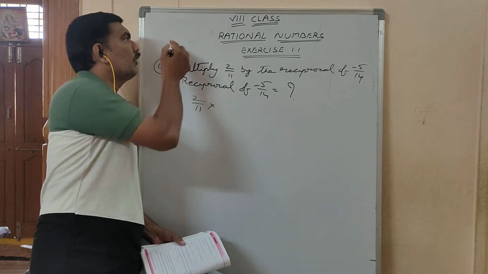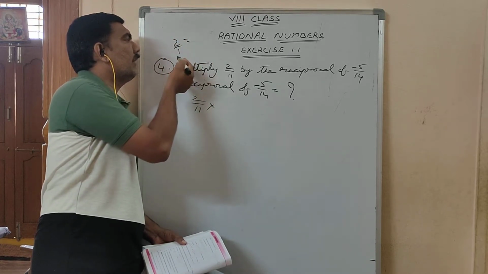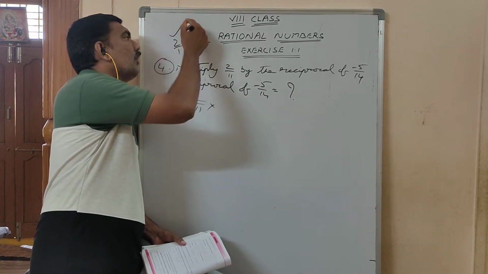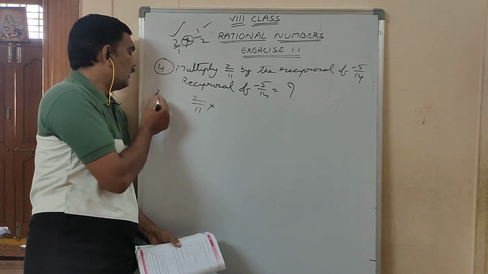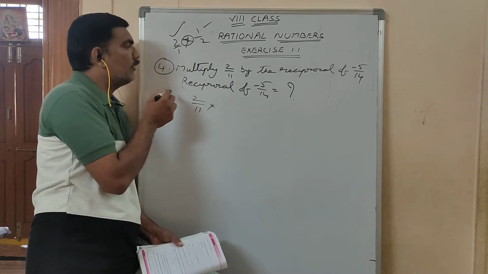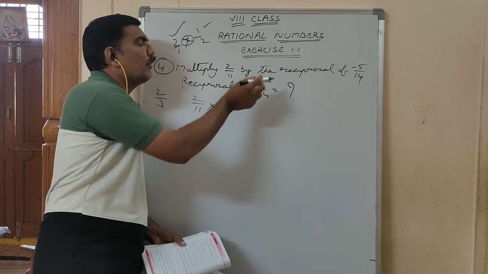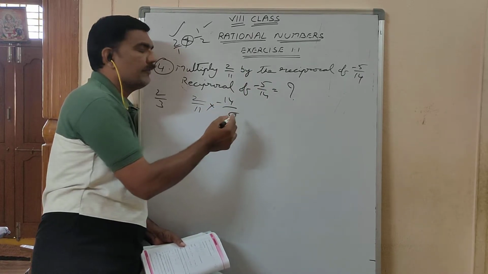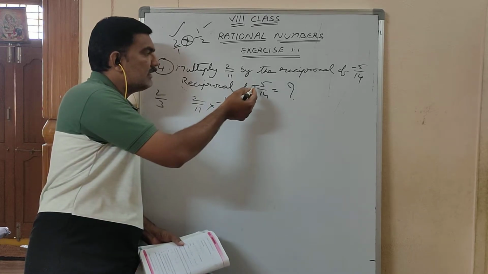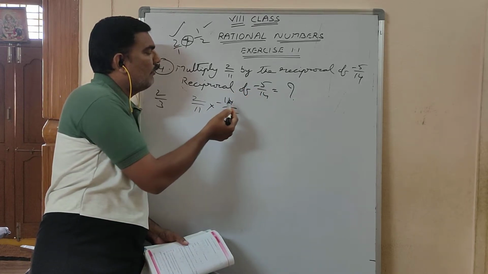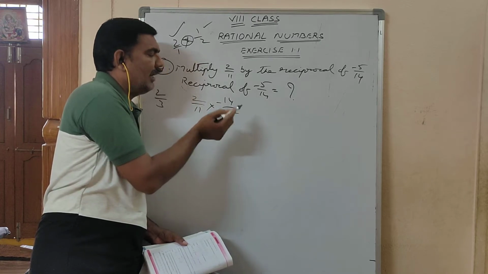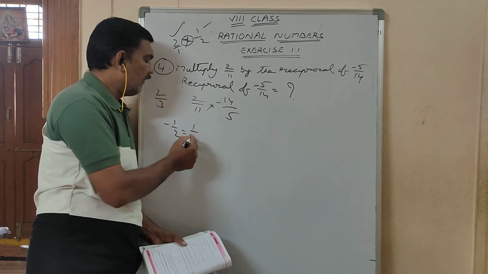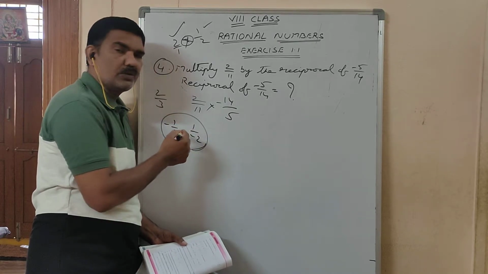Reciprocal. If 2 is there, its reciprocal means 2 by 1 should be reversed: 1 by 2. So the reciprocal of 2 is 1 by 2. Reciprocal of 2 by 3 is 3 by 2. Like that, reciprocal of minus 5 by 14 is minus 14 by 5. What I have done is, see, 14 by minus 5 and minus 14 by 5 are both the same. Minus 1 by 2 and 1 by minus 2 are both the same only.